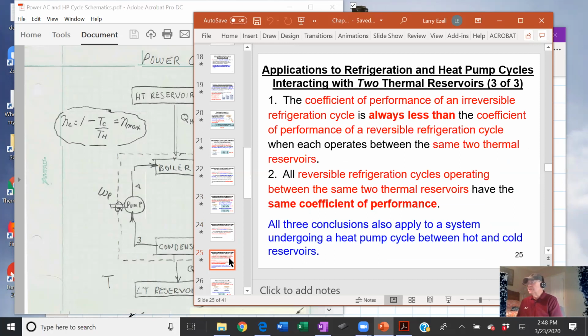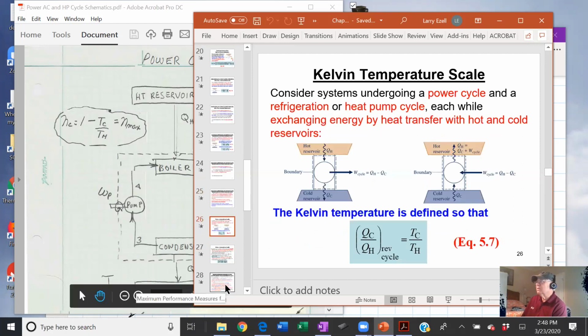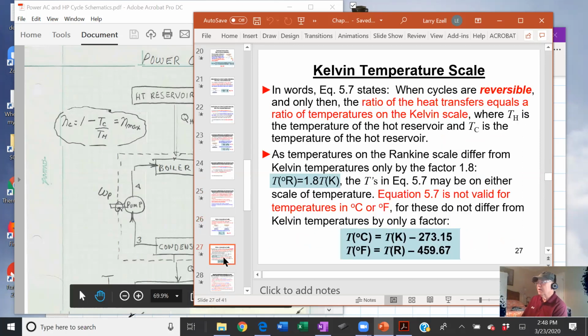the coefficient of performance of an irreversible refrigeration cycle is always less than the coefficient of performance of a reversible refrigeration cycle between the same two temperature limits. We'll see more about this later. All reversible refrigeration cycles operating between the same two thermal reservoirs have the same coefficient of performance if they're reversible. All three conclusions also apply to a system undergoing a heat pump cycle between hot and cold reservoirs. All right, I think we'll stop right there.